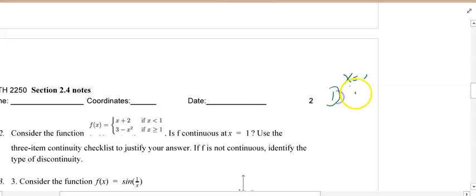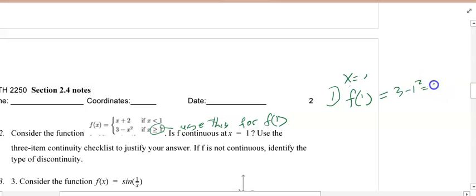Let's do it. F of 1 will be equal to, when x equals 1, we're going to use this second equation or sub-equation for f of 1. So f of 1 will be equal to 3 minus 1 squared. So 3 minus 1, which is equal to 2.